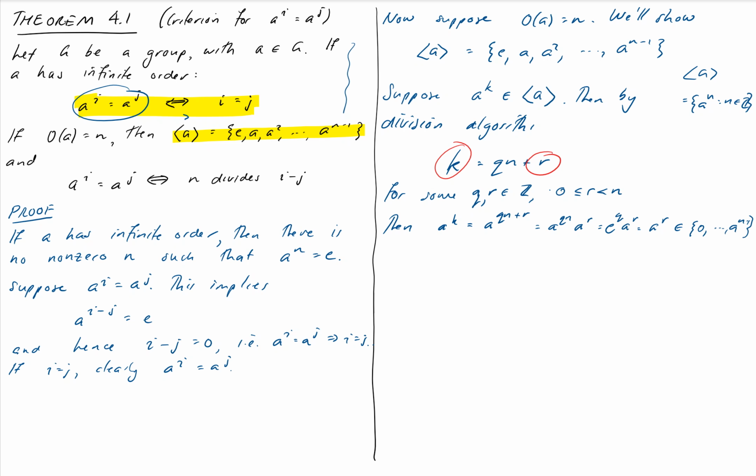Okay, so if we take anything outside of our set, then we can use the division algorithm to show that it's equivalent to something inside our set. So this says that this is actually the correct set of elements to be a cyclic group.